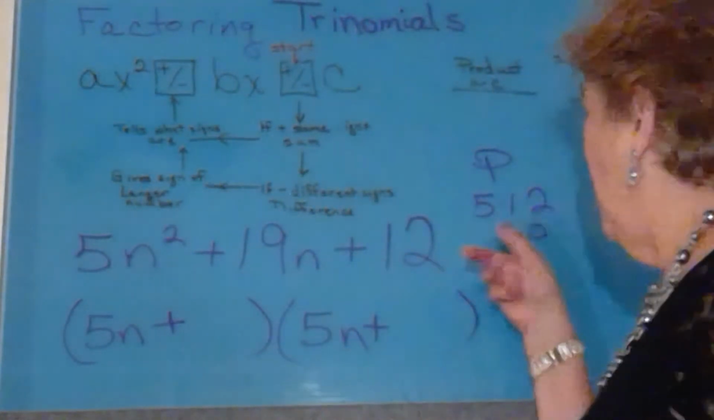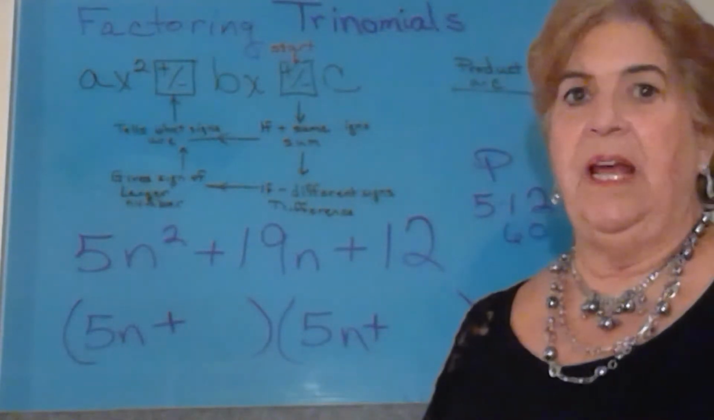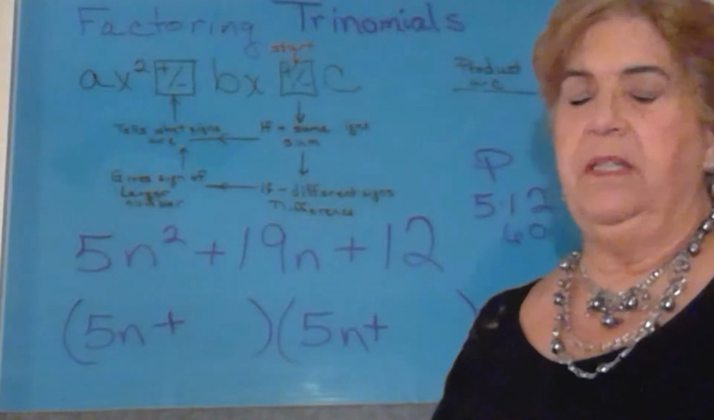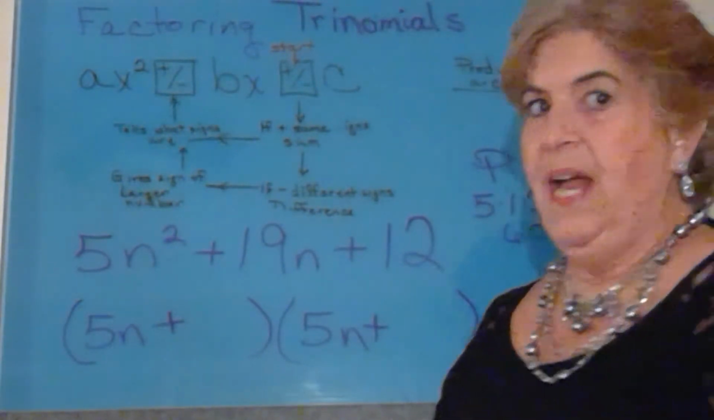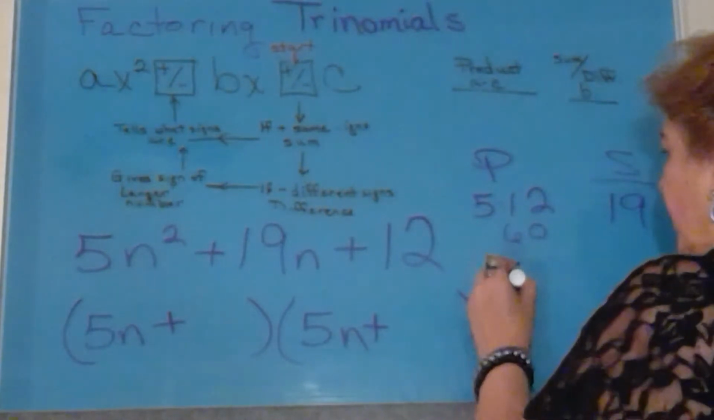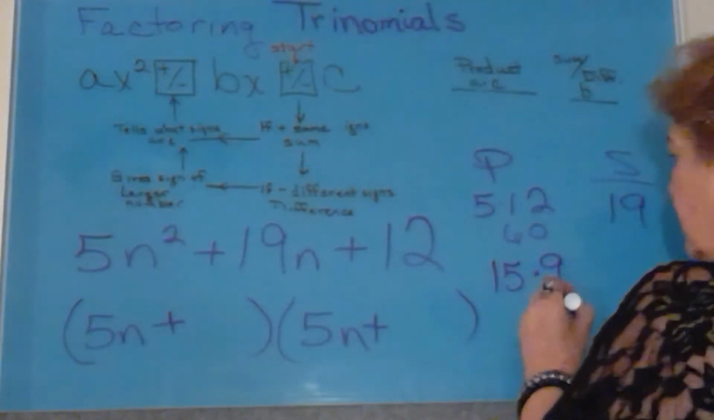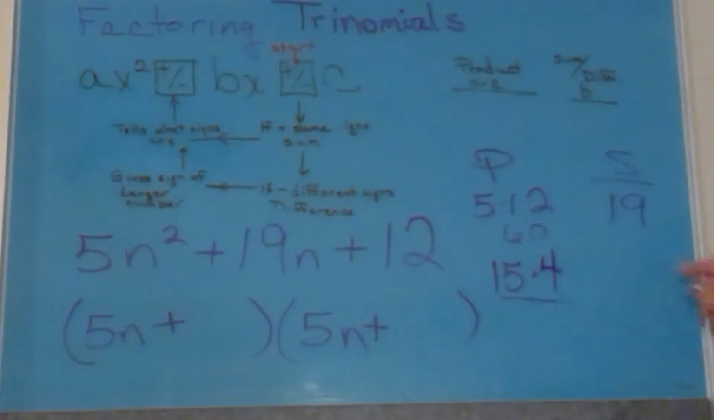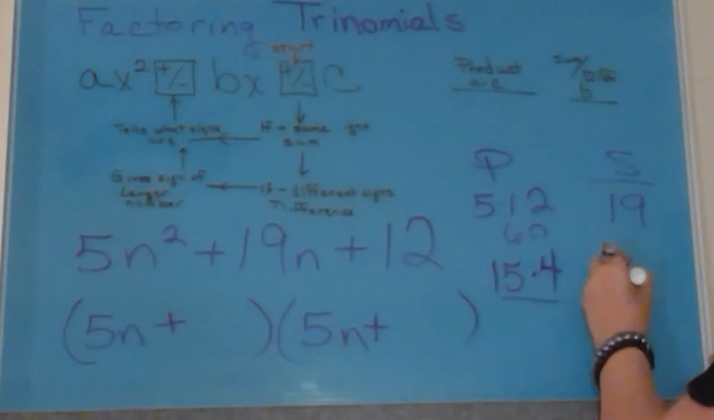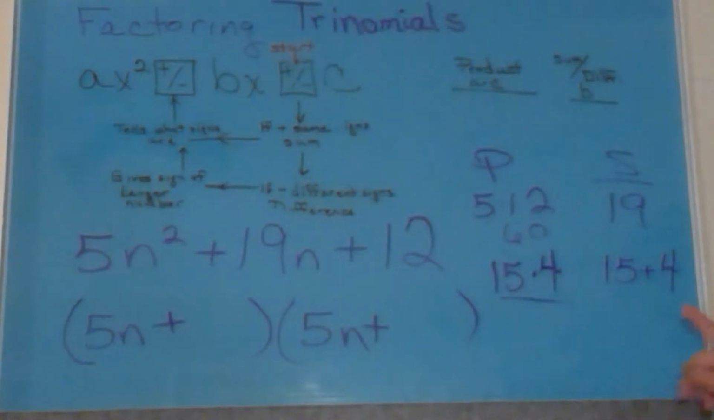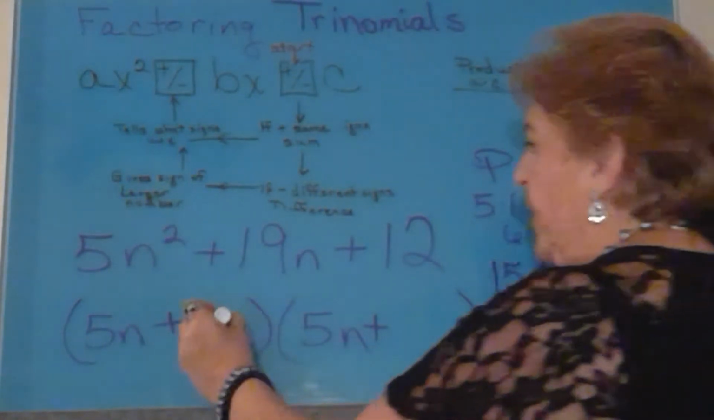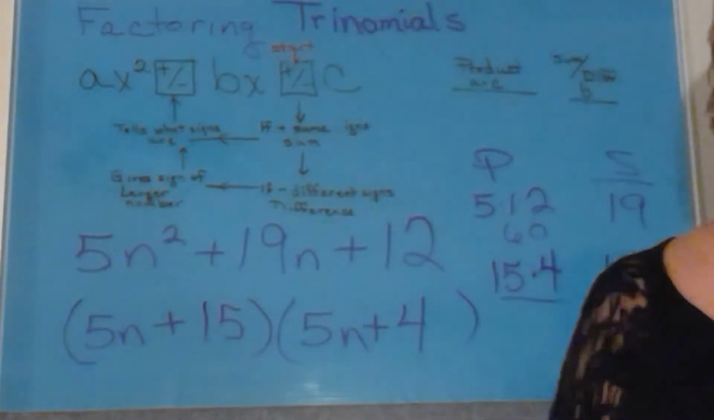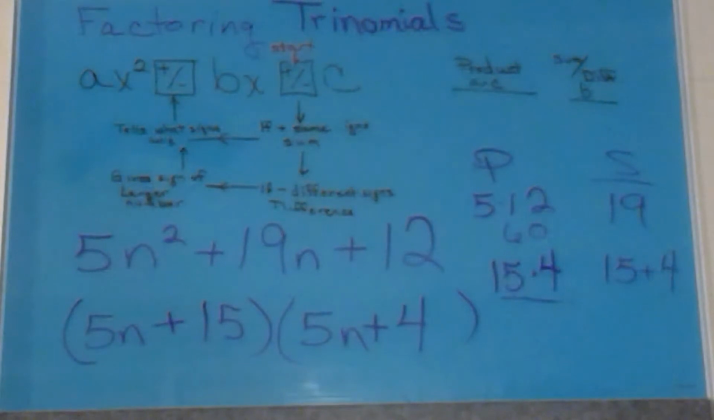Well, 5 times 12, that gives me a sum of 17. That's not 19, but it's close, so don't go too far away from that. 10 times 6 isn't going to work. But 15 times 4 gives me a product of 60, and it gives me a sum of 19. Since the signs are the same, I can put the 15 here and the 4 there. Now remember, we're not finished yet.